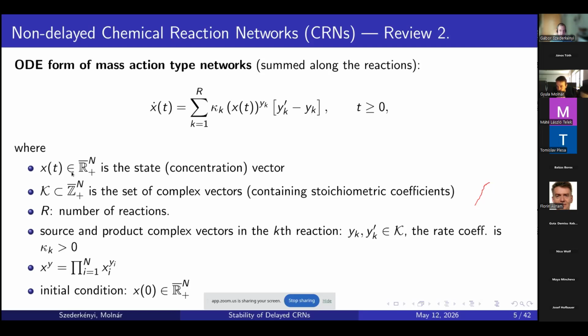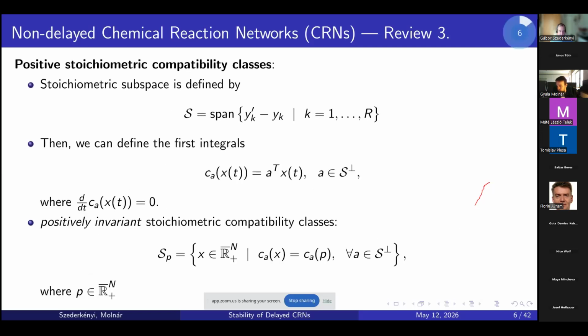So X will be the state vector, the concentration or abstract concentration vector. The complex vectors will be denoted by this K. R is the number of reactions. The reaction rate coefficient is kappa K, and I have already defined this notation, and we have a non-negative system, so the initial condition should be non-negative, or at least we are interested in the non-negative dynamics.